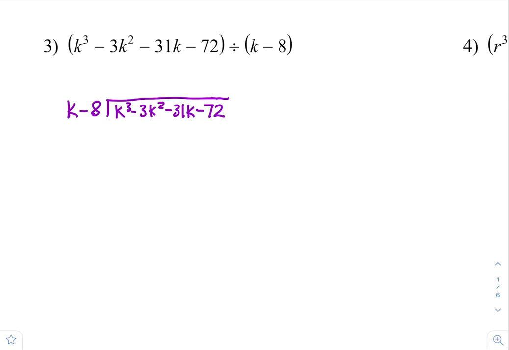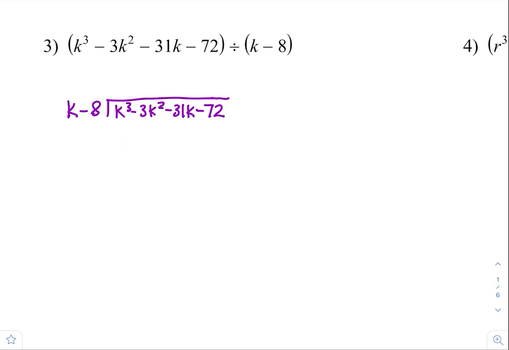So, in your notes, the first step is make sure it's going in descending order by power, which it is. K to the third, negative 3k to the second, negative 31k to the first, negative 72. So that's going in descending order, and the one on the outside is also going in descending order. Now, step 2 in your guys' notes says the highest degree on the inside, which is k to the third.